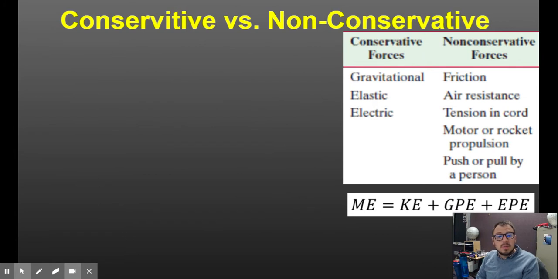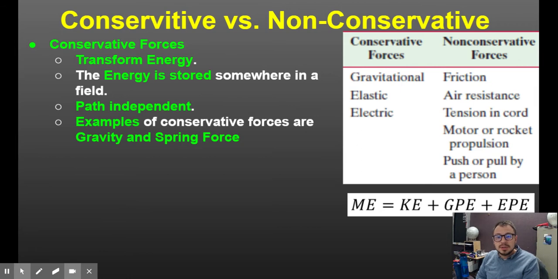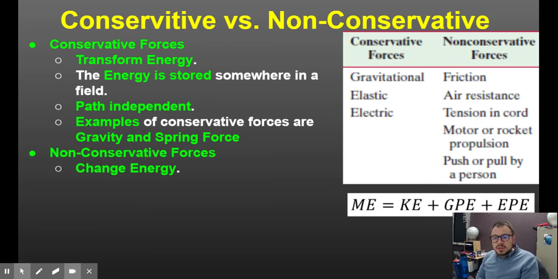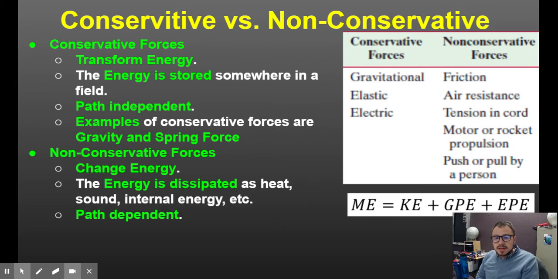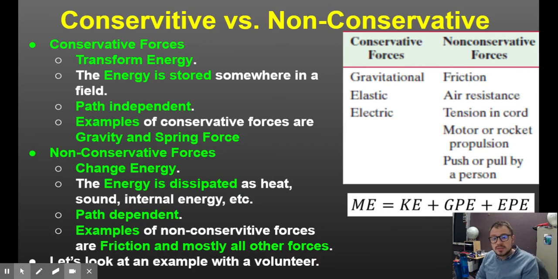All right, now we talked about what causes energy change and energy transformation. Conservative forces transform energy. Energy is stored, it's path independent, and examples are gravity and spring force. Now, non-conservative forces change energy. The energy is dissipated as heat, sound, internal energy, etc. It is path dependent, and an example is friction. That's the big one, but all other forces are too, but mostly for this class, we're talking about friction.